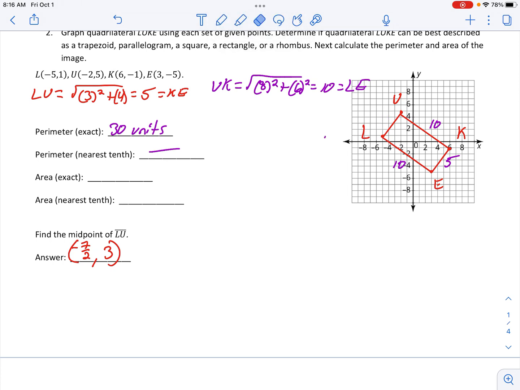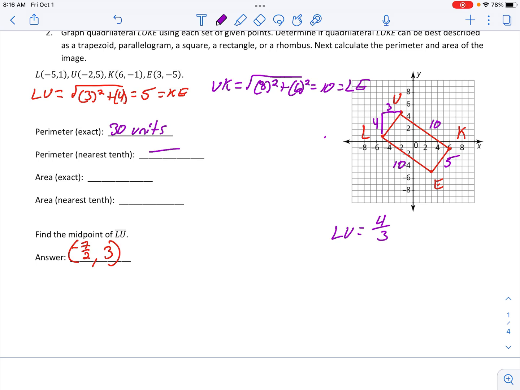So let me erase that 5 real quick. Just again, reminder, rise over run. So I'm going to go up 1, 2, 3, 4. I'm going to run 1, 2, 3. So LU has a slope of 4/3.